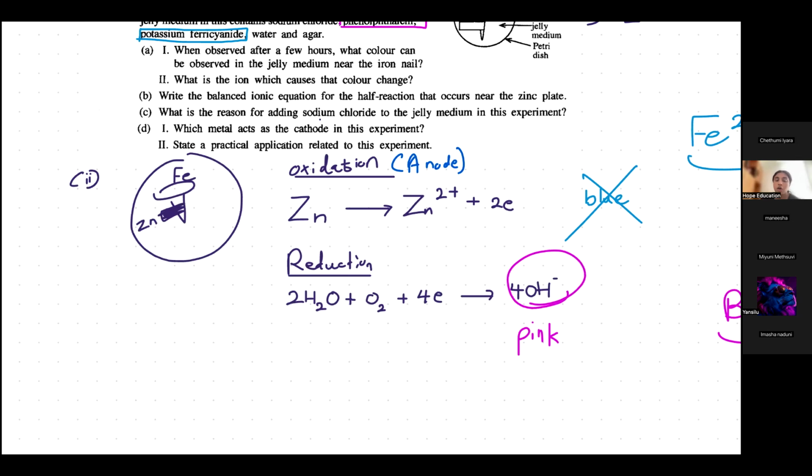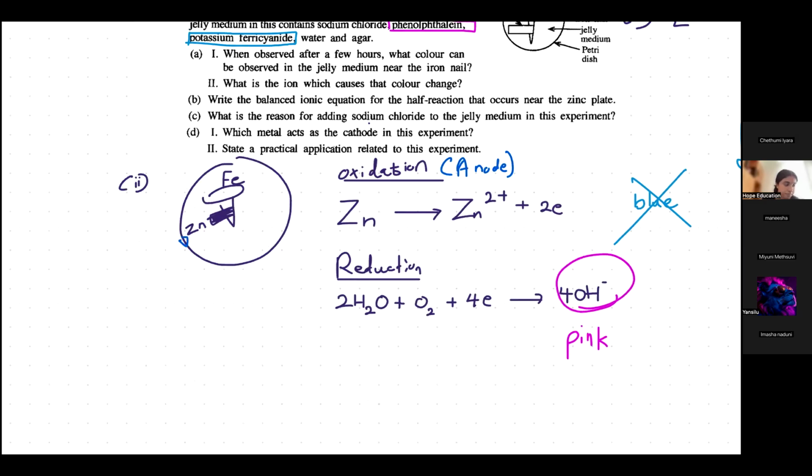Okay? The place where oxidation happens is called the anode. So zinc is the anode. The place where reduction happens is called the cathode. Now there are two locations here. If zinc is the anode, iron is the cathode. It's true that iron doesn't go into the reaction, but there have to be two locations. So you see the pink color near the iron nail. Near the iron nail, here or there, you can see a pink color but no blue color.